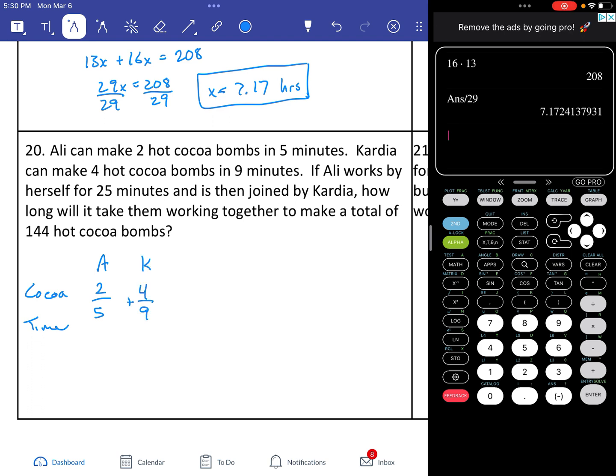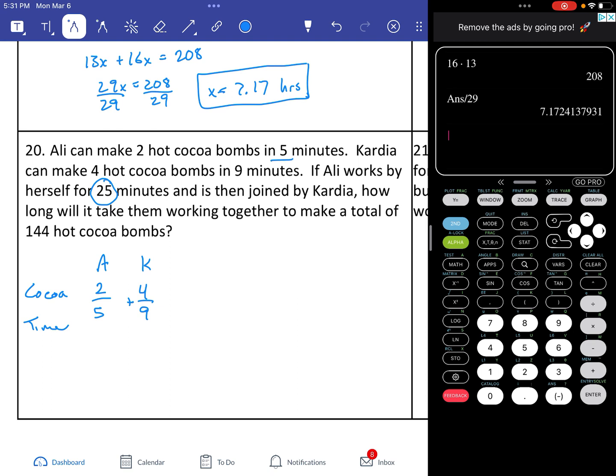Allie works by herself for 25 minutes, then is joined by Cardia. How long will it take them working together to make a total of 144? So that's a little bit tricky. We haven't necessarily seen this type, but if you think about it, we're talking about Allie working for 25 minutes by herself before the other one joins in.